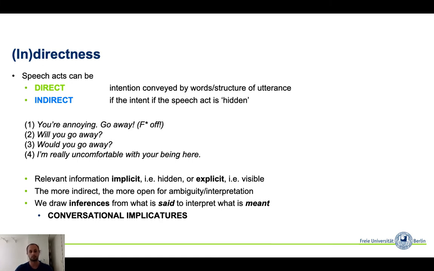And the more indirect we are, the more open to ambiguity or interpretation our sentences, our utterances are. And this does not necessarily have to be a bad thing, because what hearers do is draw inferences from whatever is said in order to interpret what that means. And this is something that's called conversational implicatures, something that we do not say, but that we intend, and our hearers know that.